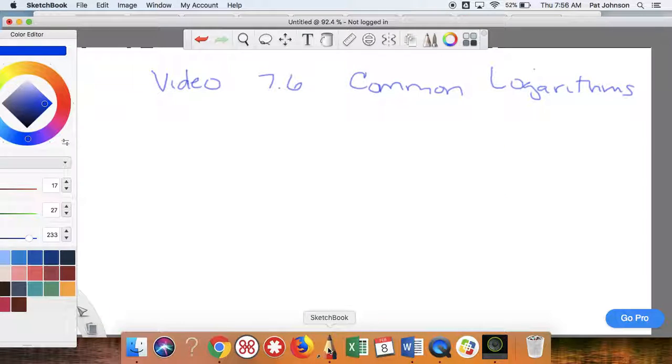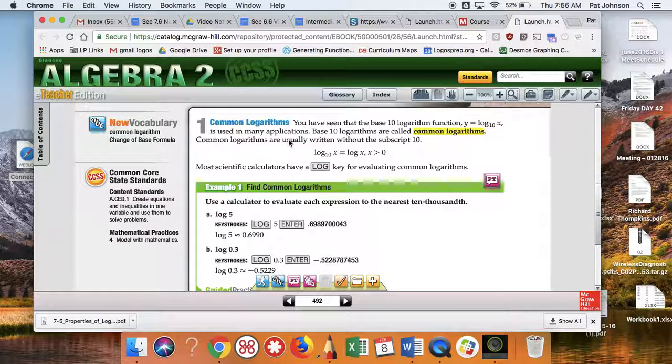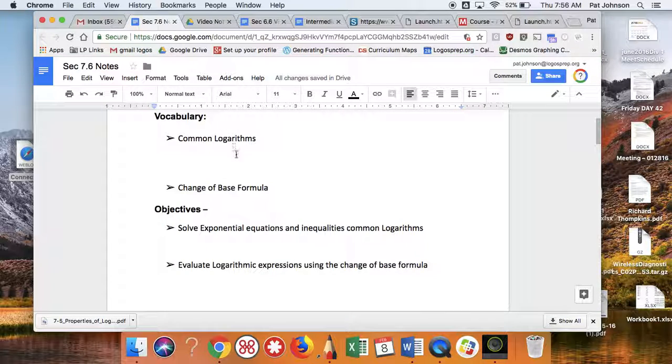Okay, this is video 7.6, Common Logarithms. Now here we're going to see that our vocabulary is common logarithms and the change of base formula. Our objectives here are to solve exponential equations and inequalities using common logarithms, but we'll define that, and to evaluate logarithm expressions using the change of base formula.